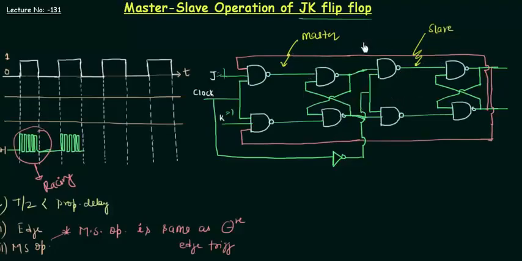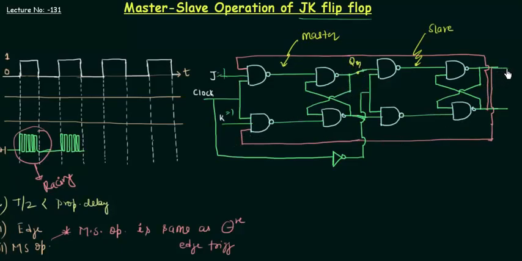Now I will explain why it is called master and why it is called slave. It all depends upon the clock, because when the clock is high, the master is operational, but as the clock is complemented and given to the slave, it will not be operational. It will keep the memory.